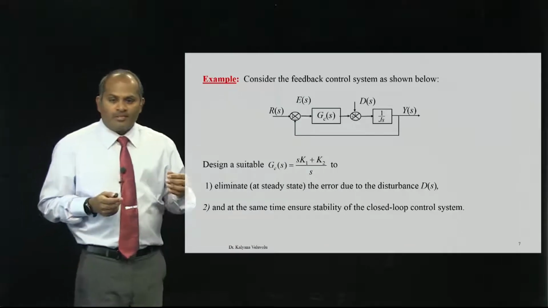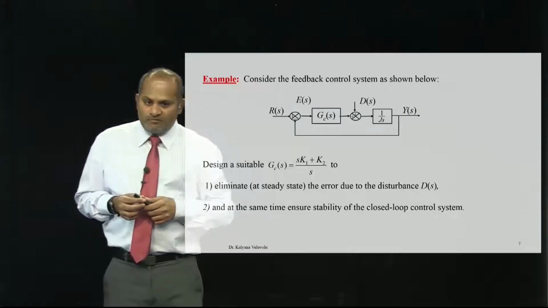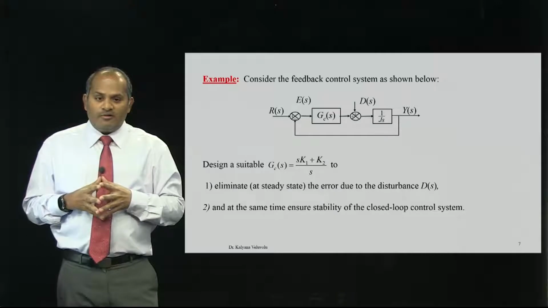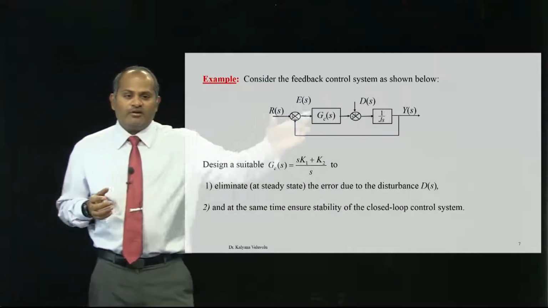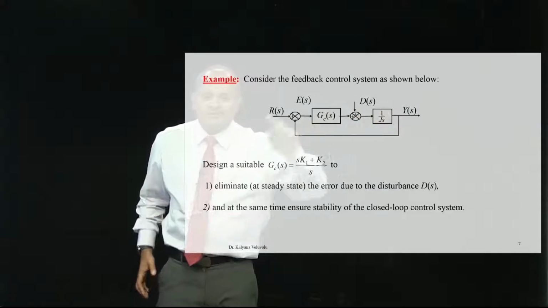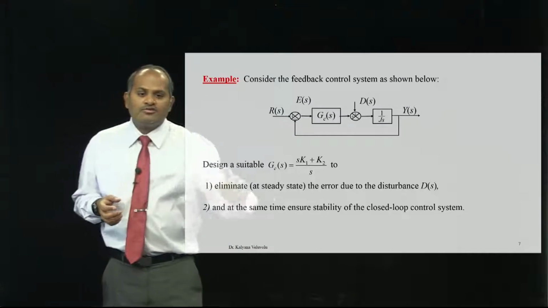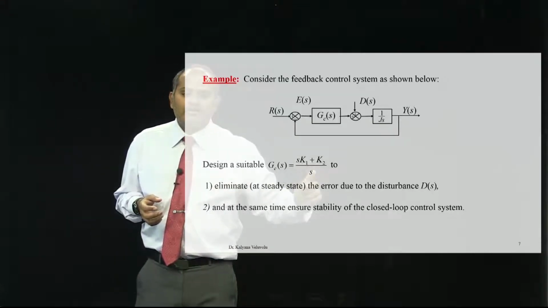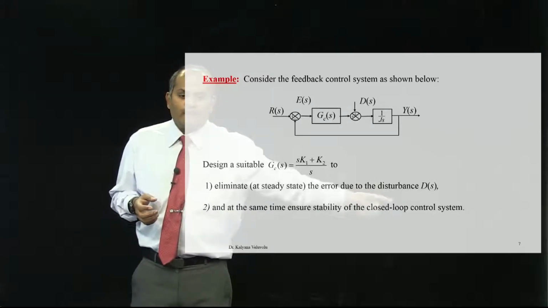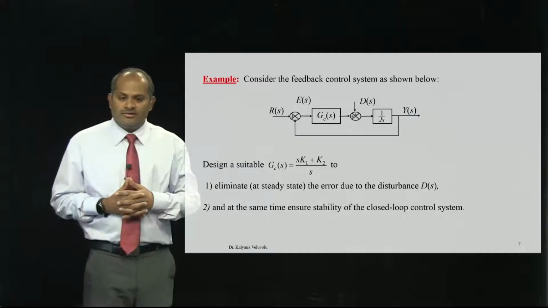Now we go to a new example. The new example we have here is a simple feedback control system. We have a controller GC, system 1 by Js, disturbance and input. What is asked is to design a suitable controller K1 plus K2 by S to eliminate steady state error due to disturbance D of S, and at the same time ensure stability of the closed loop system.